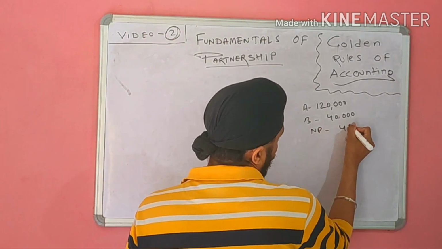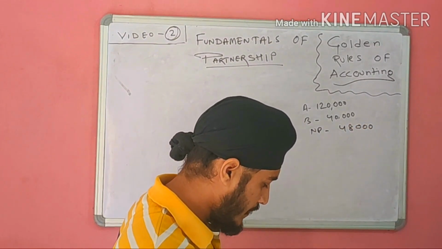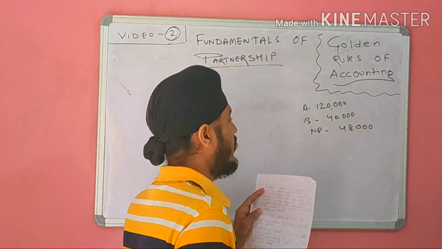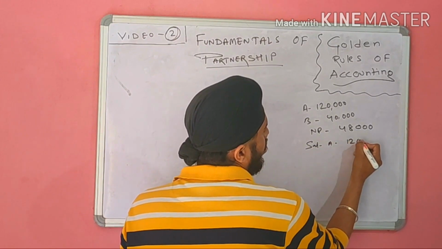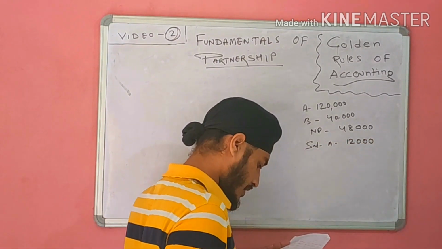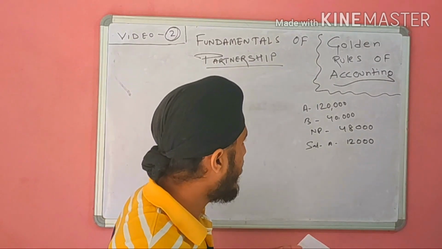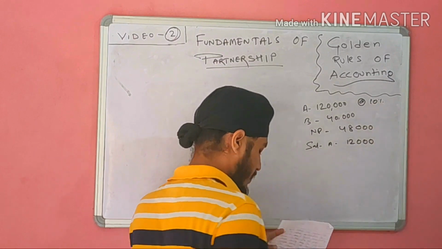Net profit is 48,000. And let's move on to adjustments. What the partnership did says A is entitled to salary of rupees 12,000. So salary is given of A. How much? 12,000. What more is given? Interest on capital is provided at the rate of 10%. So interest on the capital will be given at the rate of 10%.